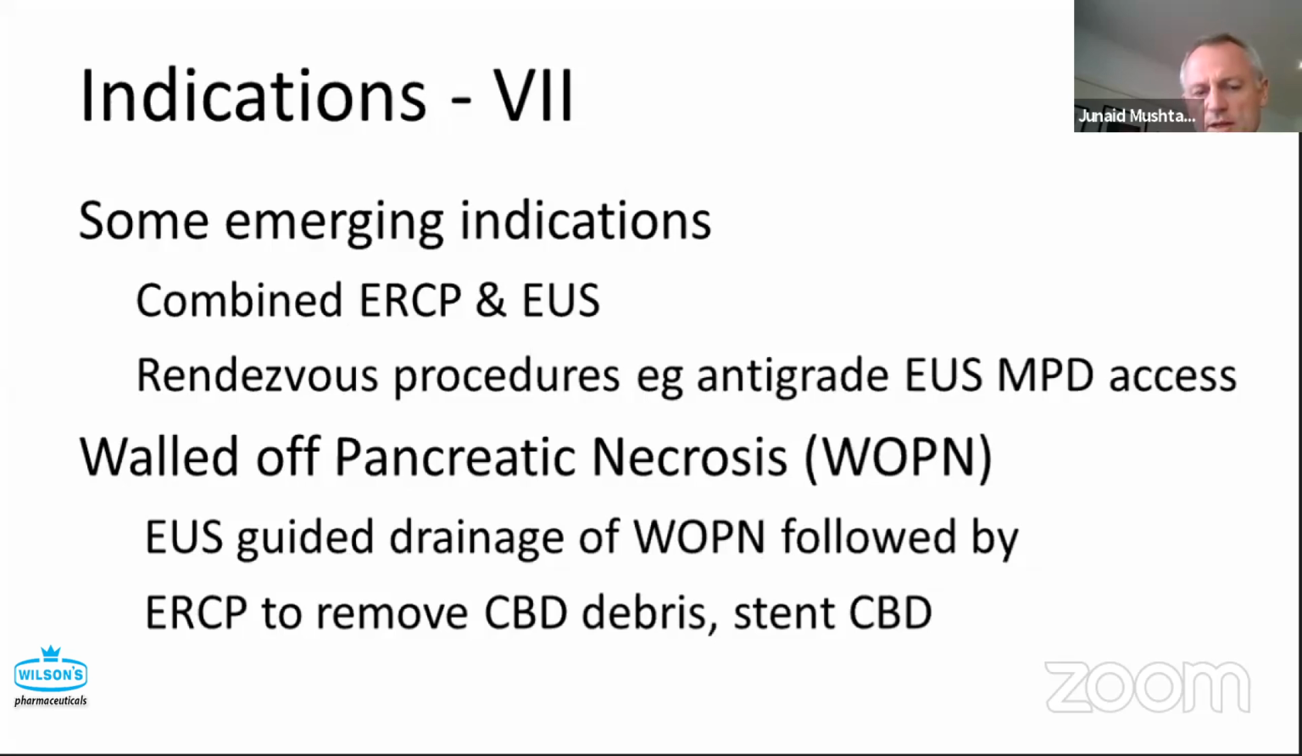It can also sometimes be helpful in the emergency treatment of walled-off pancreatic necrosis. So, for example, you might wish to consider the primary therapy immediately, which is EUS-guided drainage of that collection, but at the same time, it's obvious that there will be continuing obstruction to the common bile duct, and so an ERCP at that time under general anesthetic may be helpful to stent.